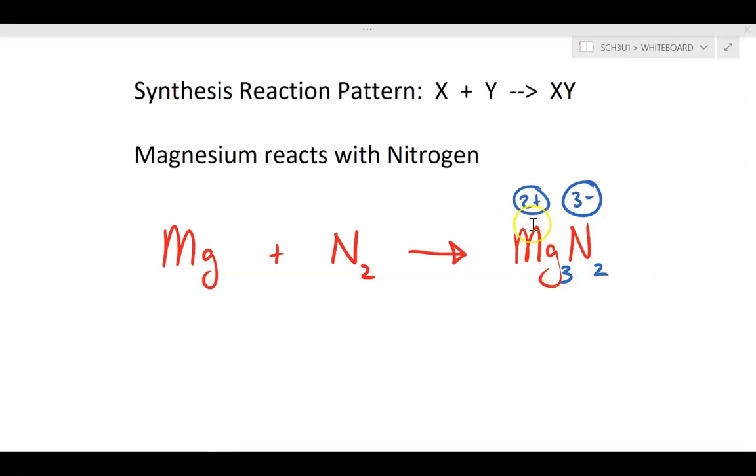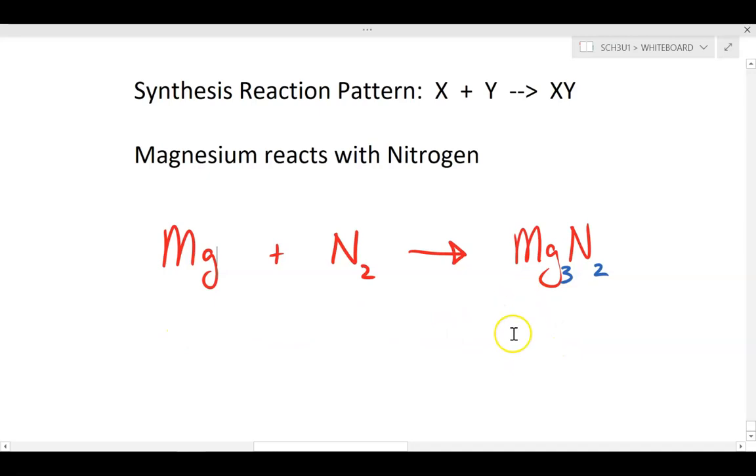I can then erase my rough work, and I'm left with a skeleton equation. But if the question asks for a balanced equation, I would put a 3 as a coefficient in front here, and now I have 3 magnesiums, 2 nitrogens, 2 nitrogens, everything's balanced. This is now my balanced equation that follows the law of conservation of mass. But again, if the question doesn't ask for it to be balanced, you can leave it as a skeleton equation.